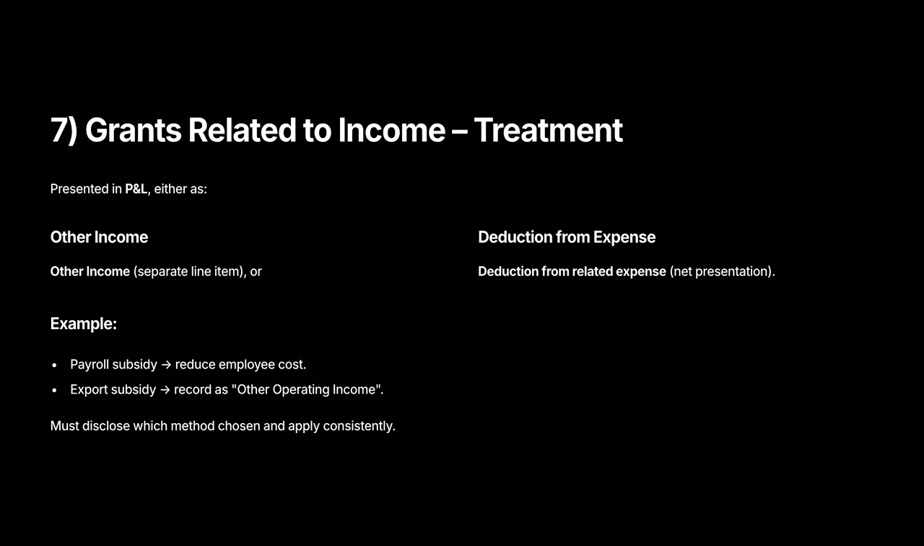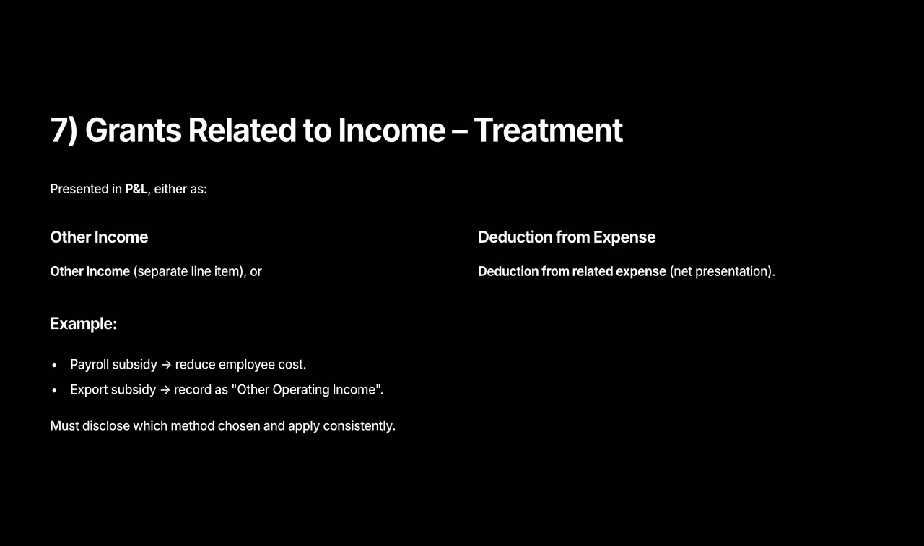Grants related to income. Treatment. Income-related grants show up in the profit and loss account. You can show them in 2 ways. Option 1, as other income in a separate line. Option 2, as a deduction from the related expense.